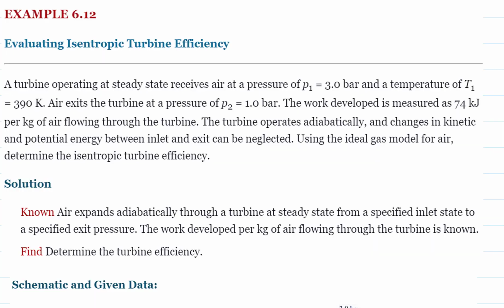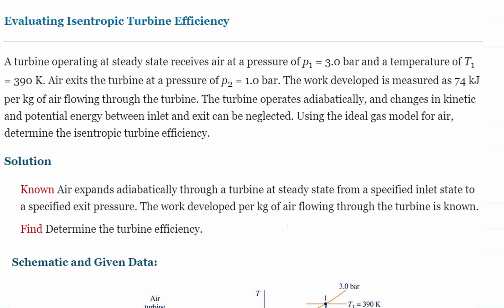Example 6.12. A turbine operating at steady state receives air at a pressure of 3 bar and temperature 390 Kelvin. Air exits the turbine at a pressure of 1 bar. The work developed is measured as 74 kJ per kilogram of air flowing through the turbine. The turbine operates adiabatically and changes in kinetic and potential energy between inlet and exit can be neglected. Using the ideal gas model of air, determine the isentropic turbine efficiency.